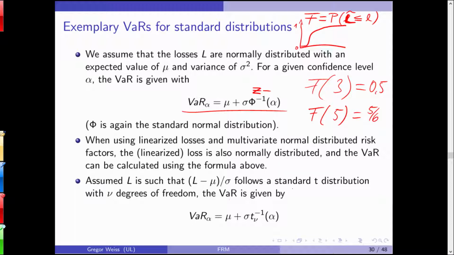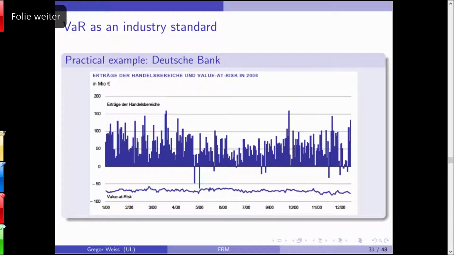Okay. We can also do the same with a standard t distribution with new degrees of freedom. Then it's also mean plus volatility times now the quantile of a standard t distribution. In this case, you don't need to estimate it. You can simply compute it.